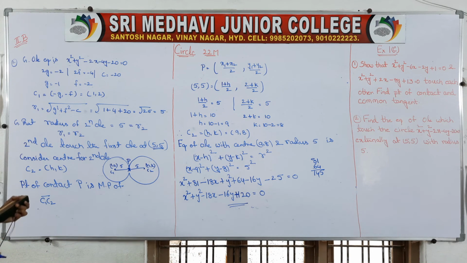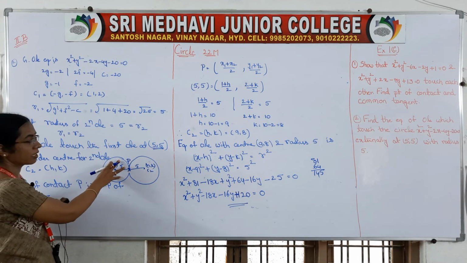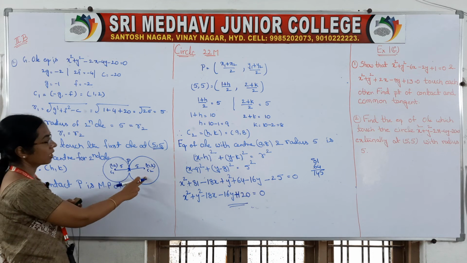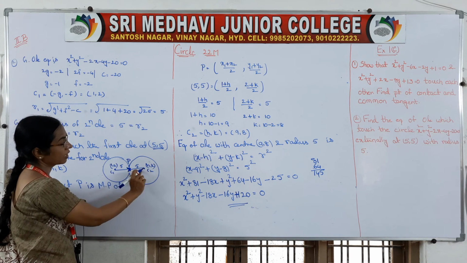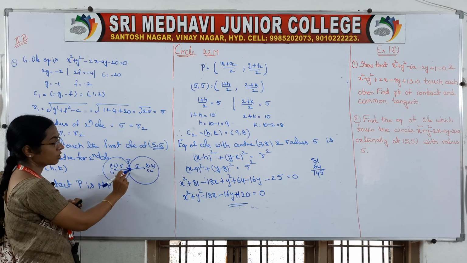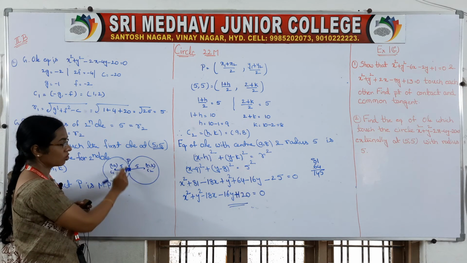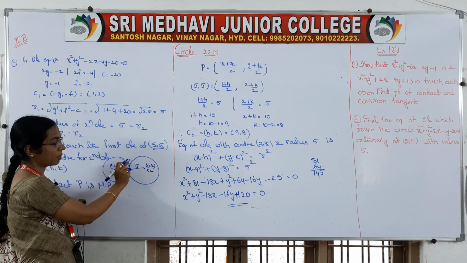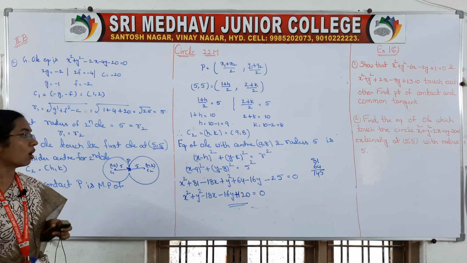So, see the second question. One circle equation is given to us and we have to find another circle. We have to find another circle equation which touches this circle at 5 comma 5 with the radius 5. So, this point of contact externally, it is mentioned externally. So, these two circles touch externally at this point P, which is 5 comma 5, radius 5 is given to us. So, how did we get it?